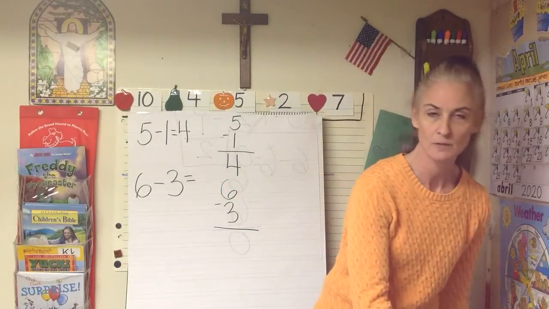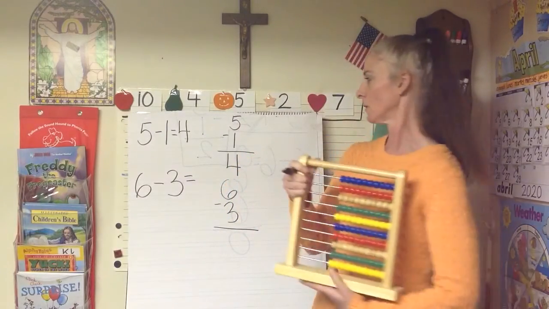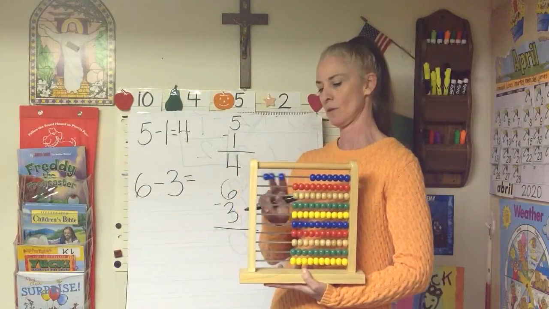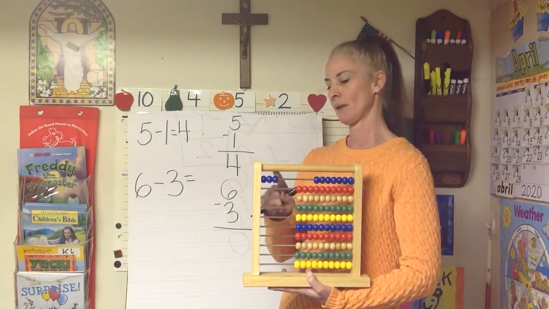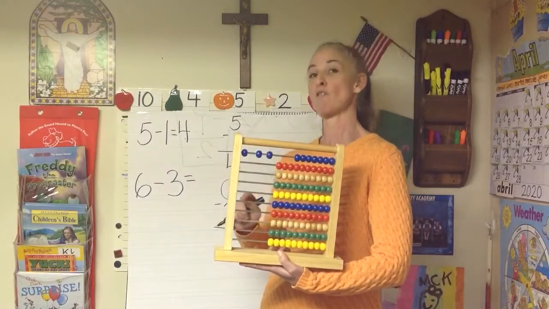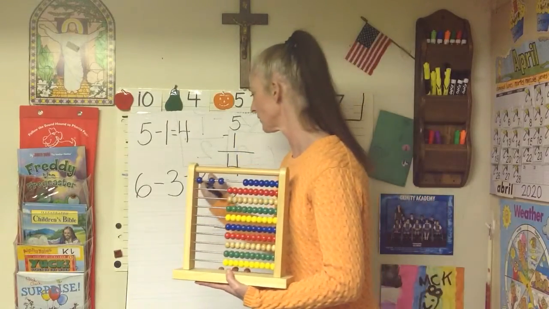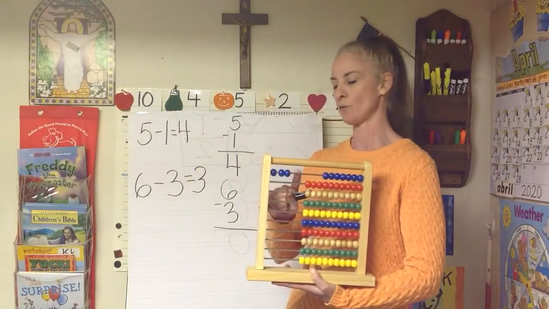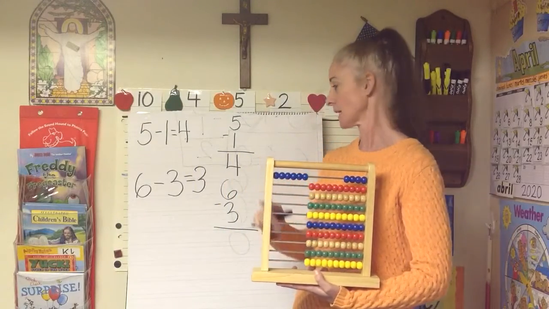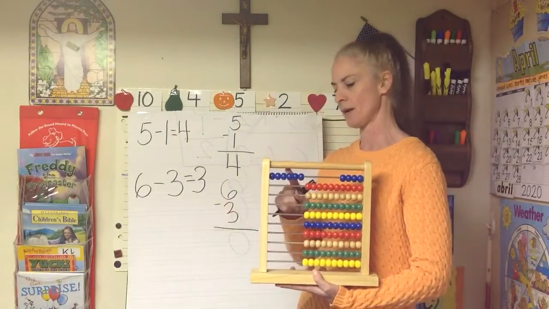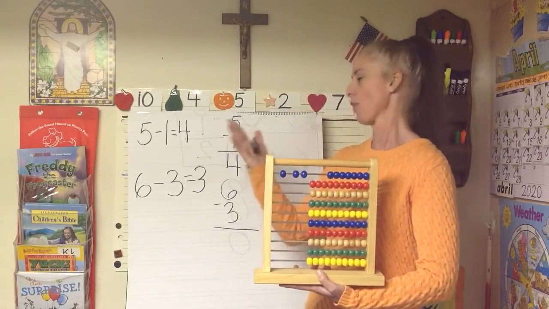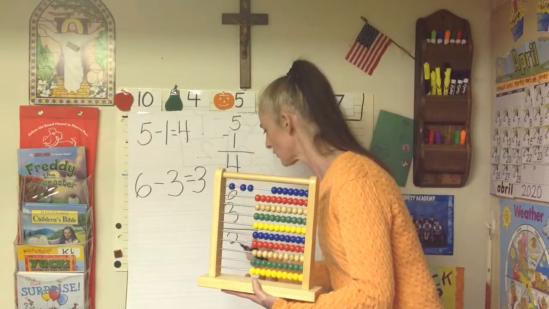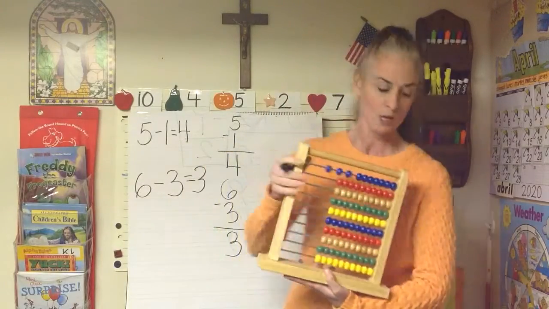And I'll get my abacus because I don't want to X out on my dominoes. We need to start with 6. 3 and 3. Take away 3. How many's left? Right, 3. 3 is our difference. Let's do it in vertical form. 3 and 3, 6. Take away 3. And again, 3 is our difference in vertical form as well.